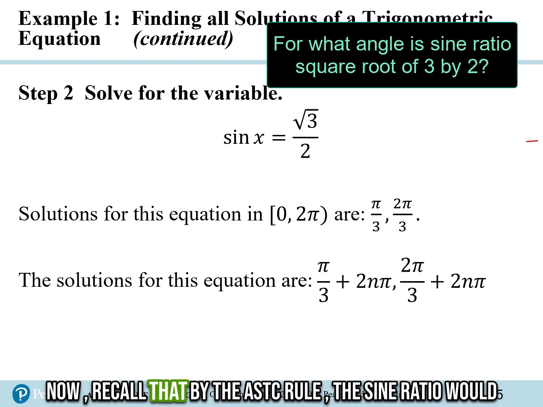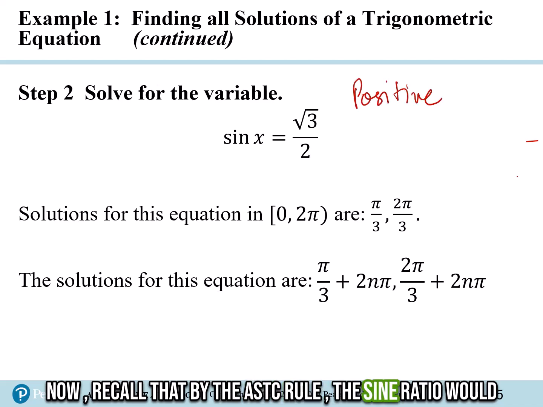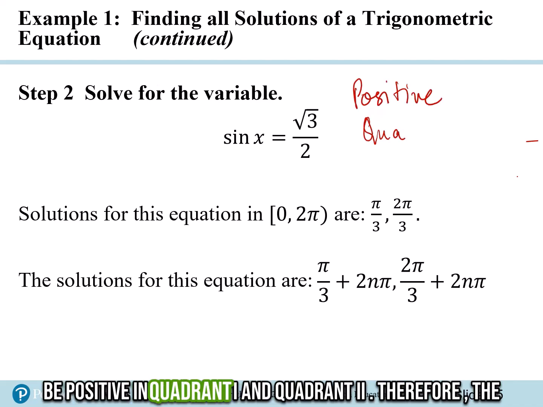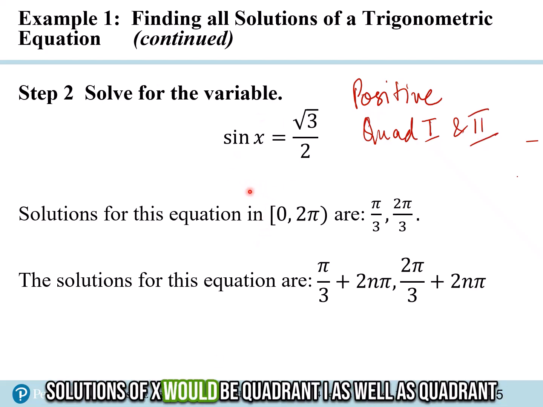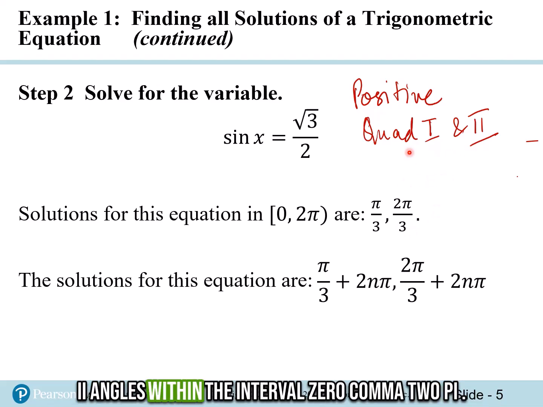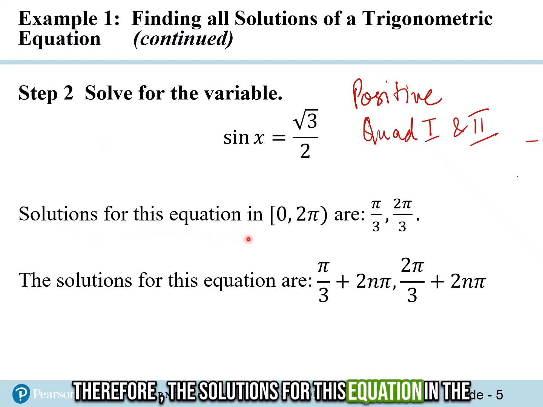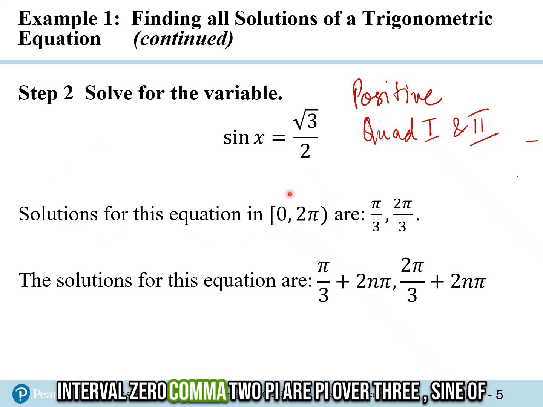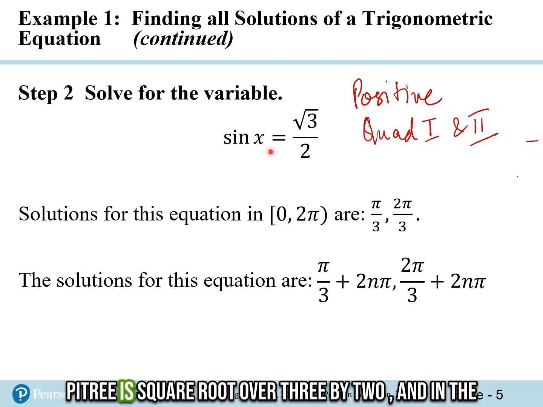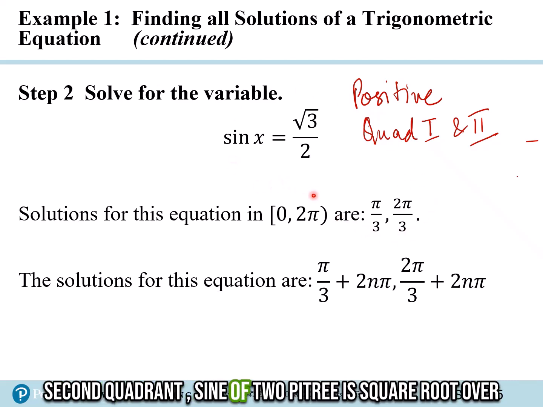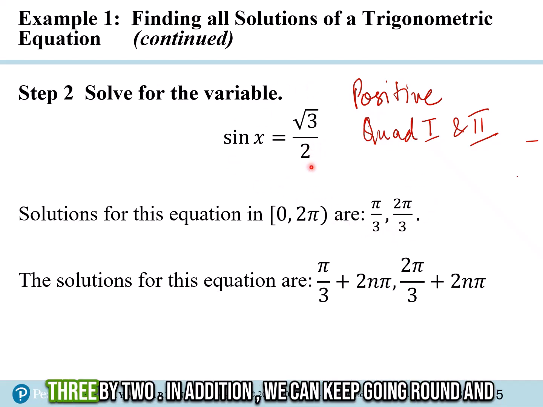Now recall that by the ASTC rule, the sine ratio would be positive in quadrant 1 and quadrant 2. Therefore, the solutions of x would be quadrant 1 as well as quadrant 2 angles within the interval 0, 2 pi. Therefore, the solutions for this equation in the interval 0, 2 pi are pi over 3. Sine of pi over 3 is square root over 3 by 2. And in the second quadrant, sine of 2 pi over 3 is square root over 3 by 2.